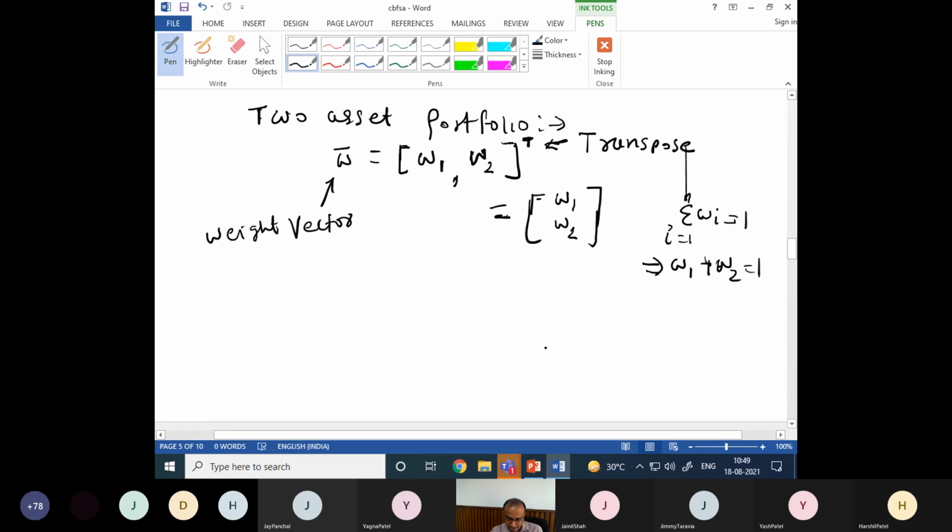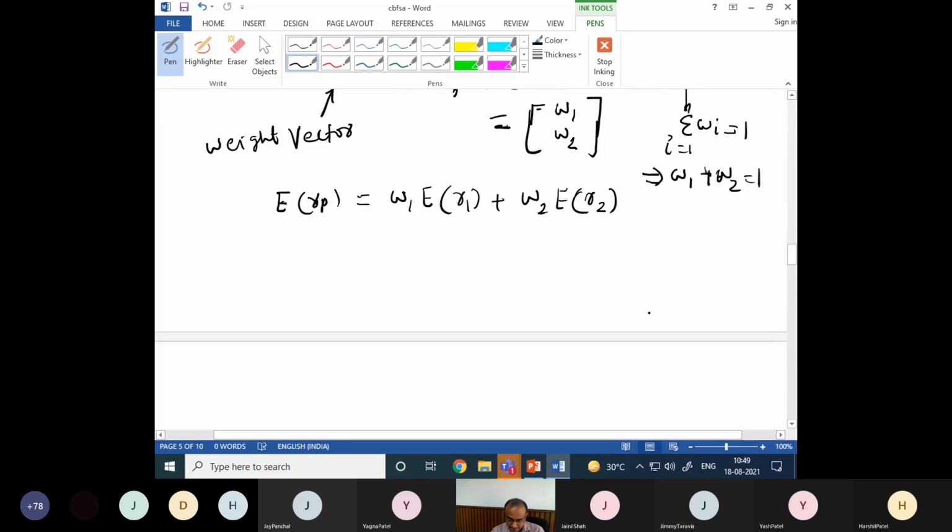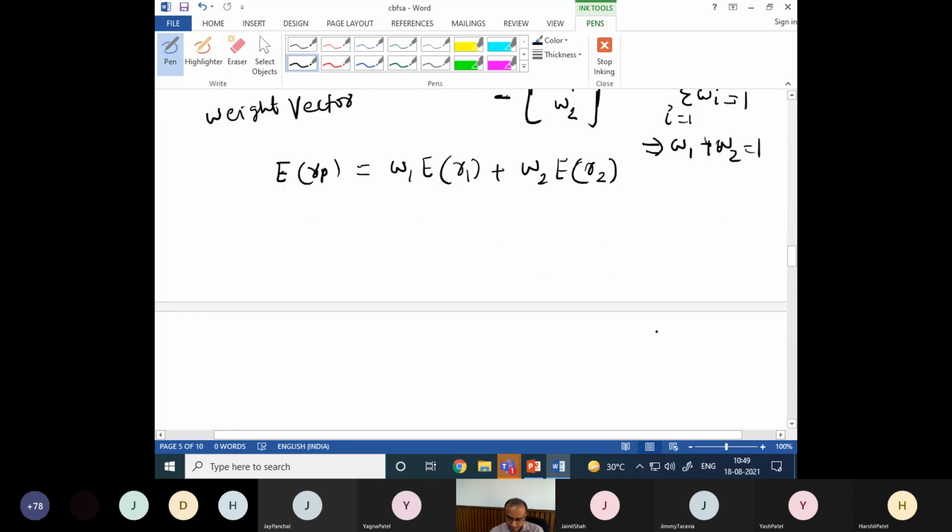So that we should remember here. OK, now I take my definition of expected return, and expected return from this portfolio. Now it's very easy to write. It is W1 ER1 plus W2 ER2, right? Then risk associated with the portfolio. What is risk associated with the portfolio? Sigma P square.